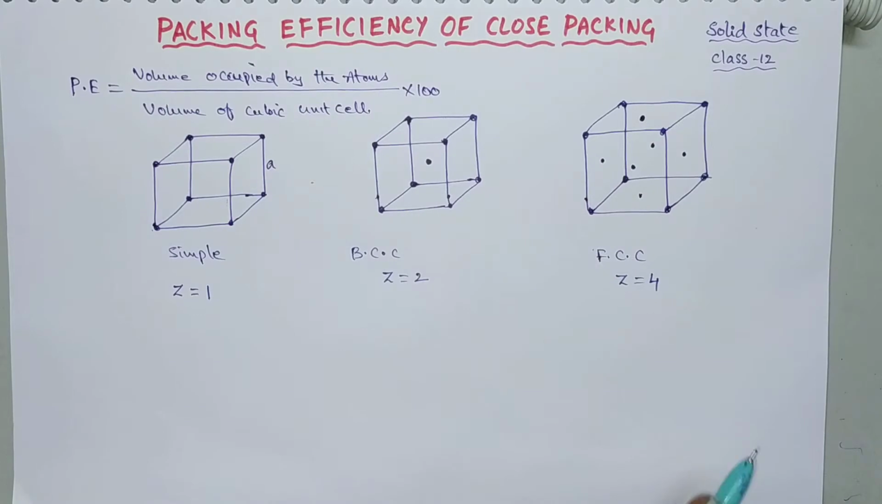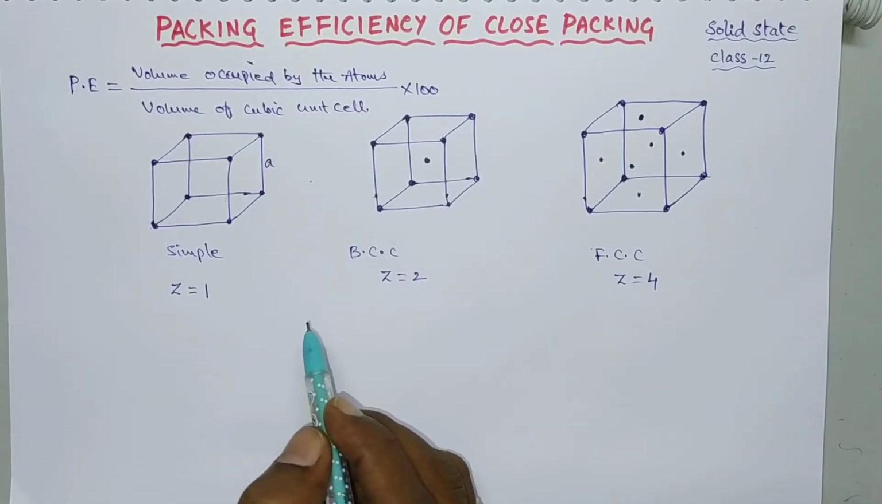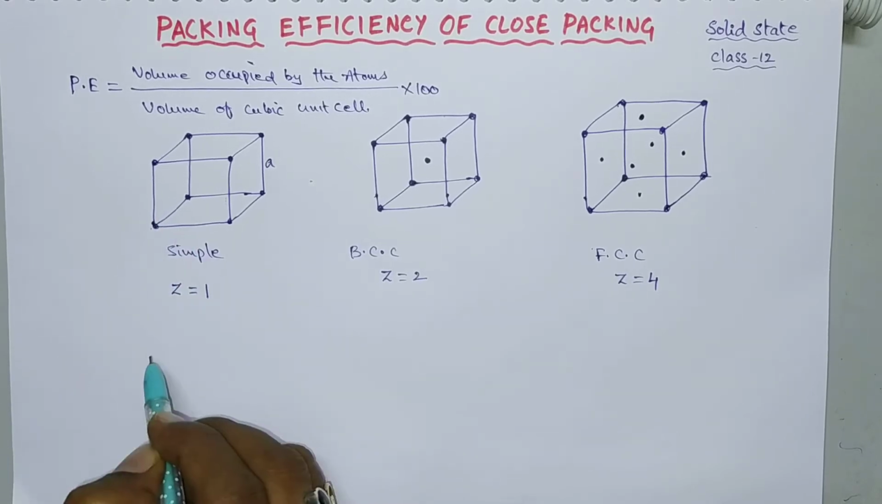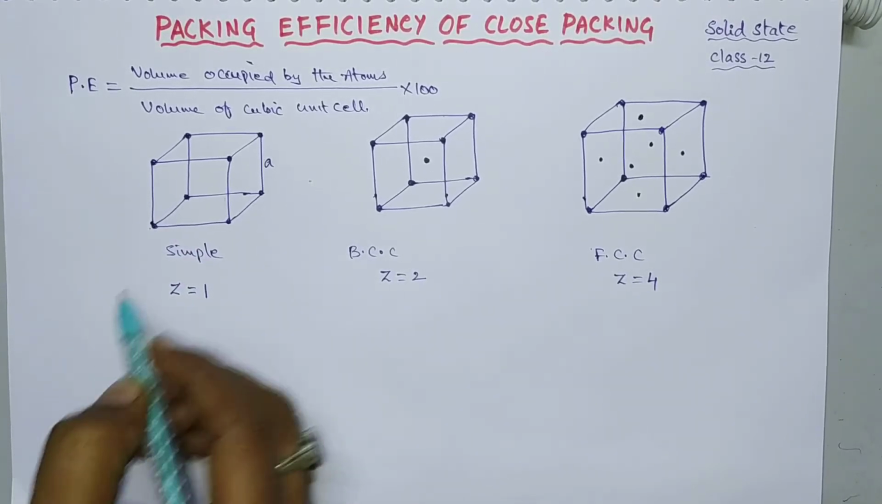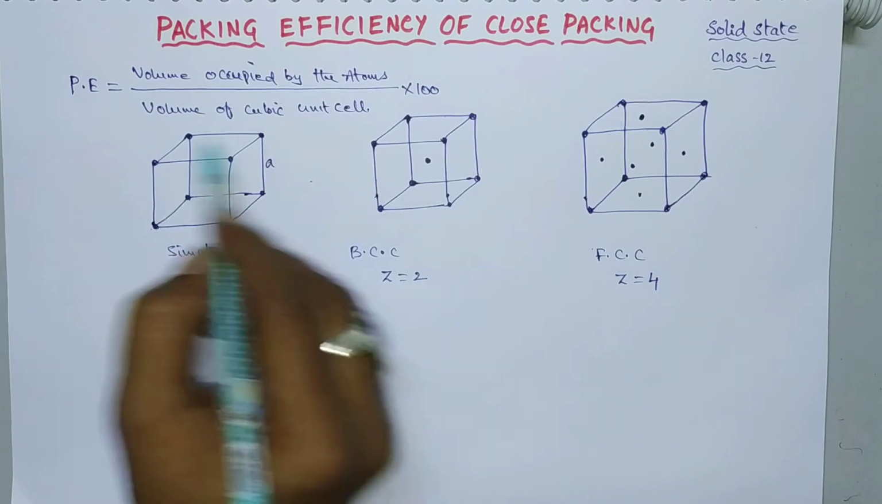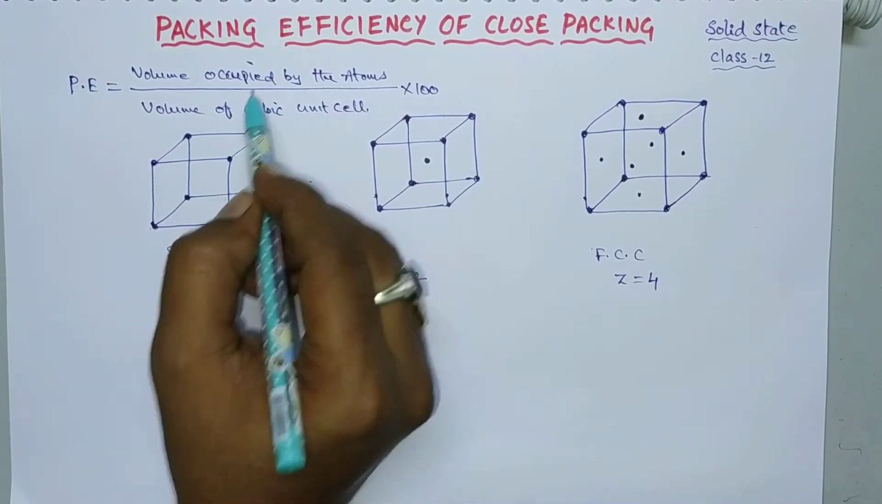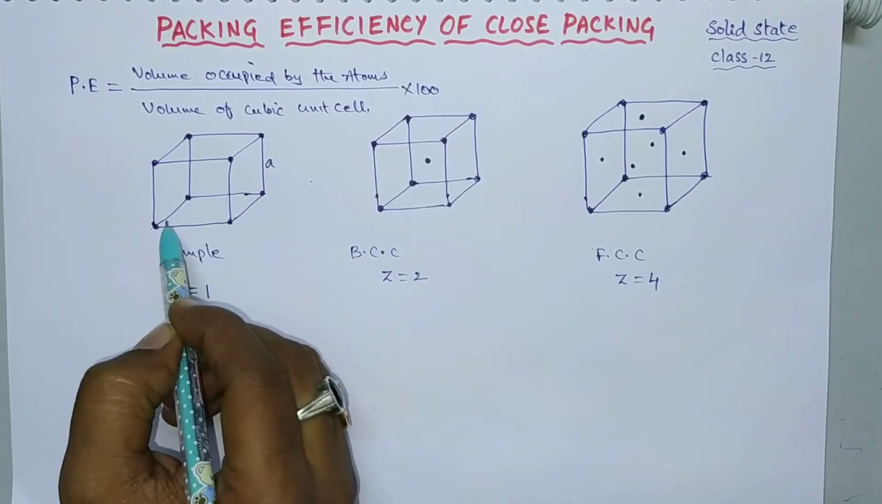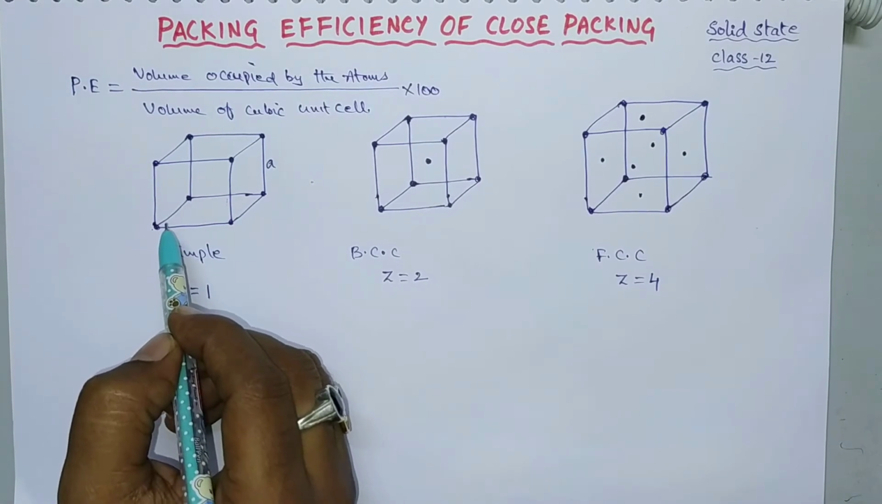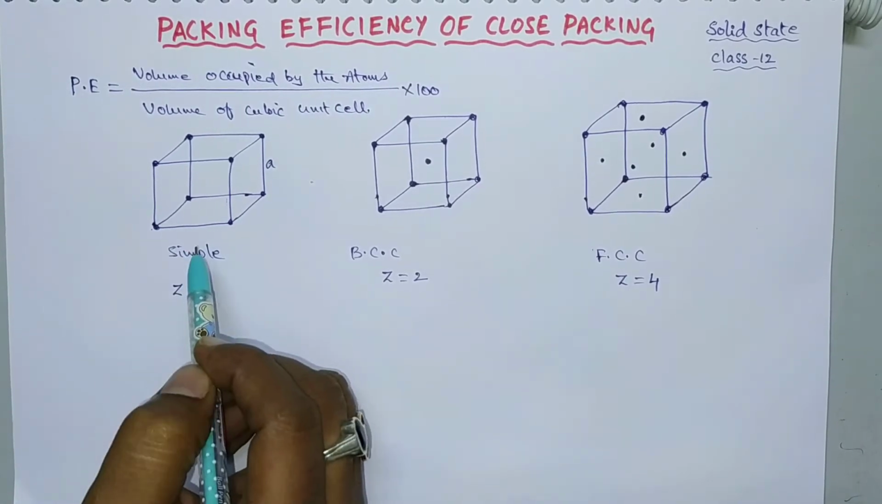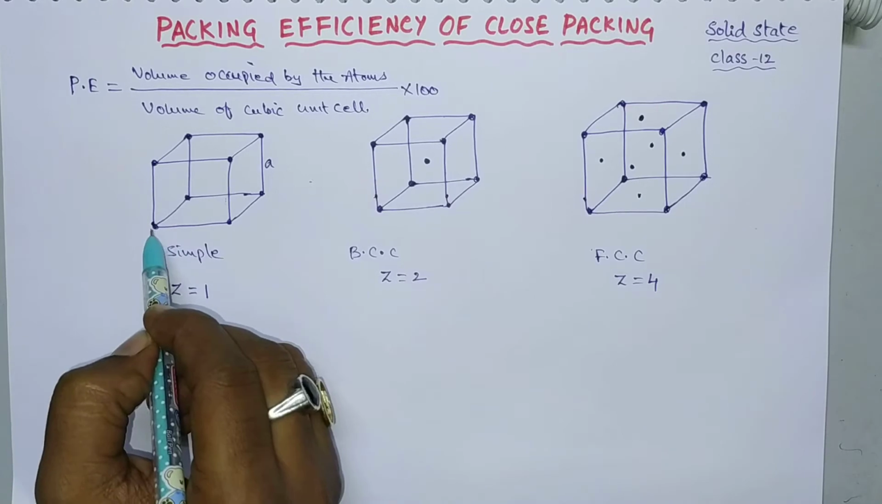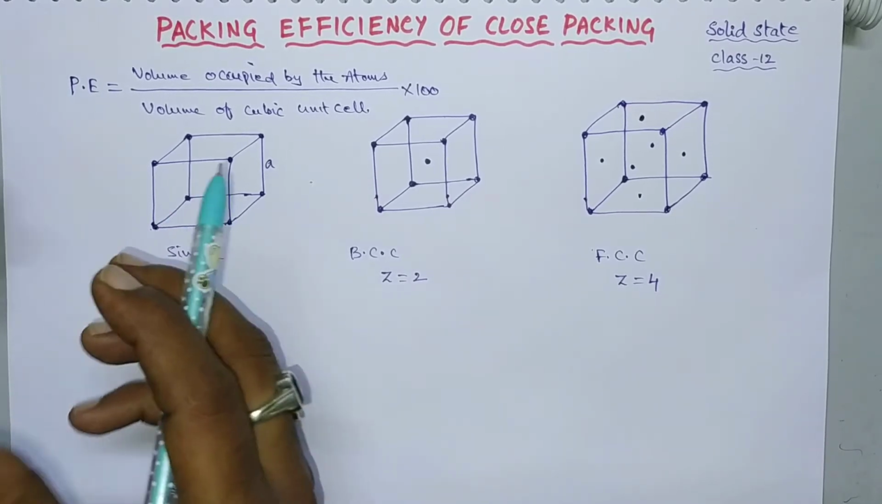Now we have to calculate the percentage, that is, the packing efficiency. For simple cube, the formula is this one. Now we have to consider the atoms present in the cubic unit cell. In a simple cube, the atoms present at the corners touch each other.